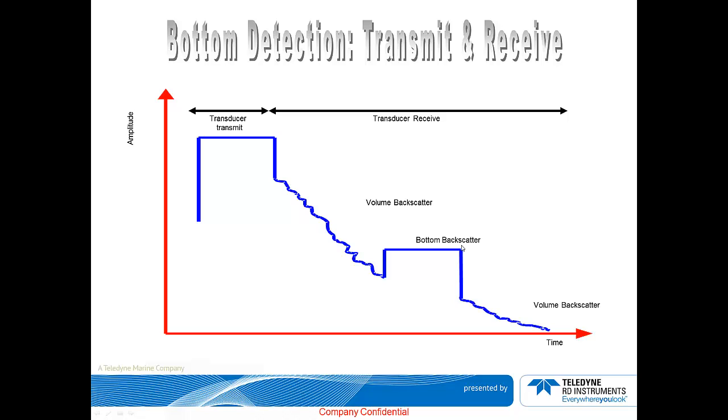But the question is how? How exactly does the DVL really know if what was detected was really the bottom and not just some volume backscatters?